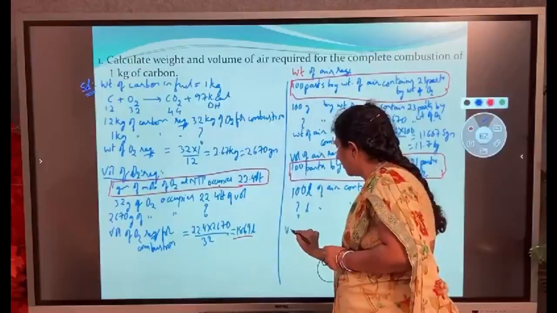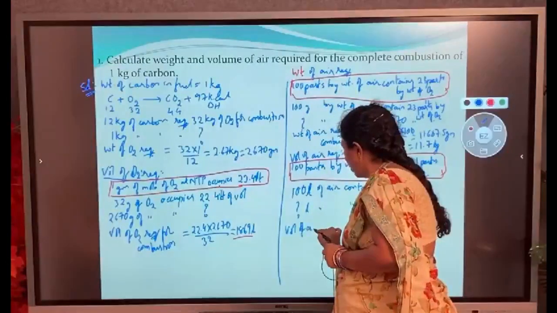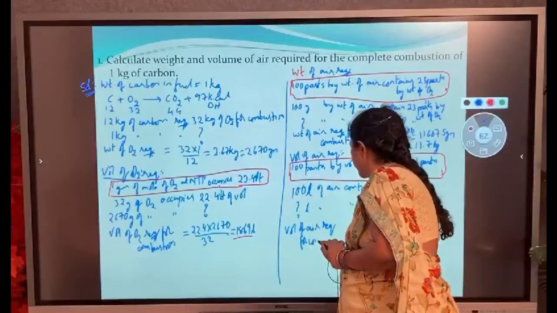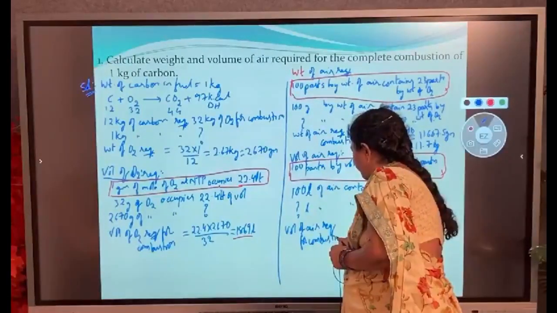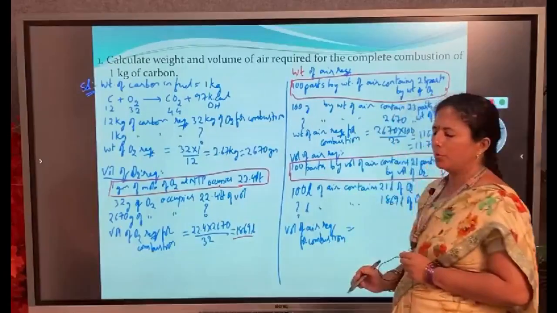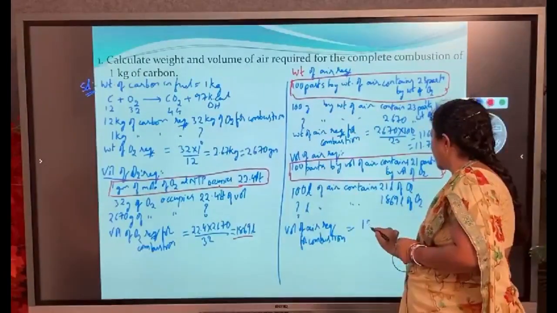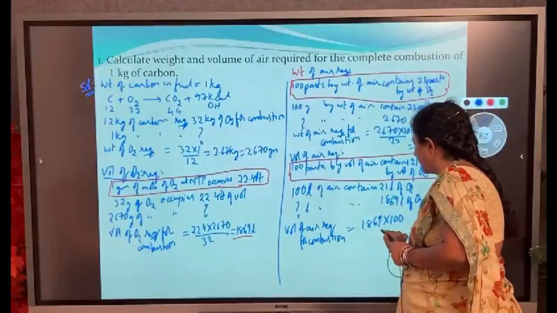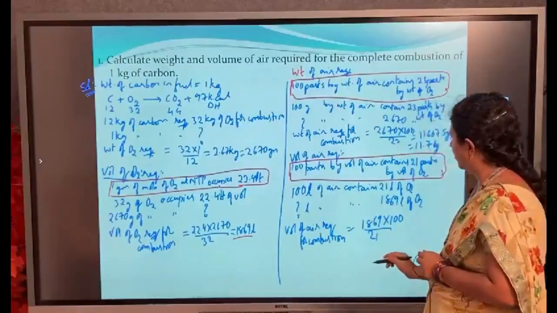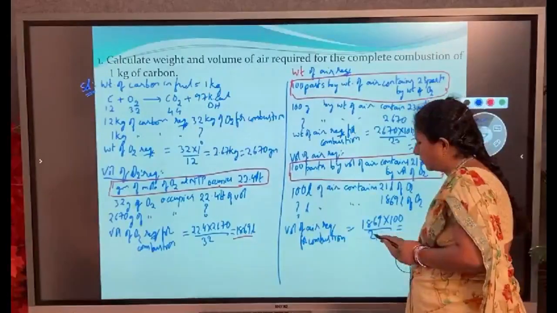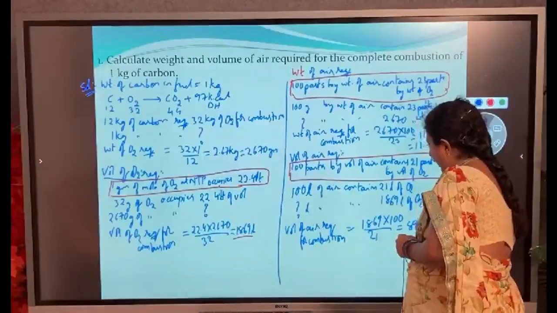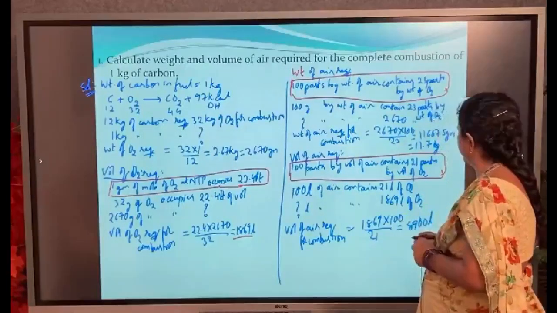So, from this, the volume of air required for combustion will be equal to 1869 into 100 by 21. This will be equal to 8900 liters.